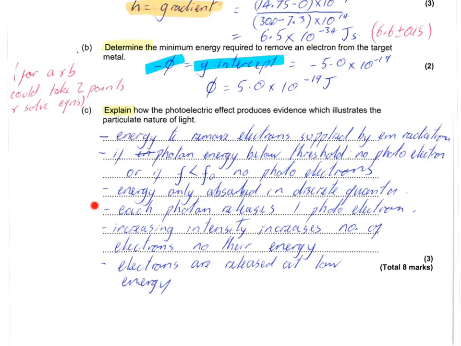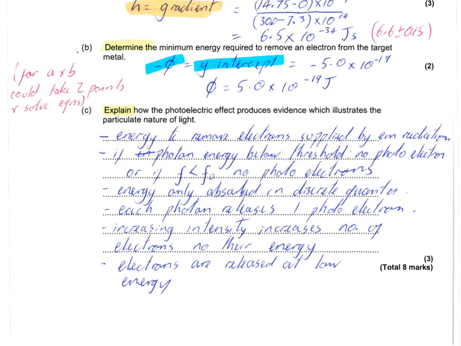Here are the key points, and these are probably the three I'd have gone for the 3 marks. Each photon releases 1 photoelectron. Evidence for that: increasing the intensity increases the number of electrons, not the energy of the electrons. Under a wave model, which is really implicitly the comparison we're making, increasing the intensity might be expected to give the photoelectrons more energy, and that we do get electrons being released at low energies, that is at low intensities really.